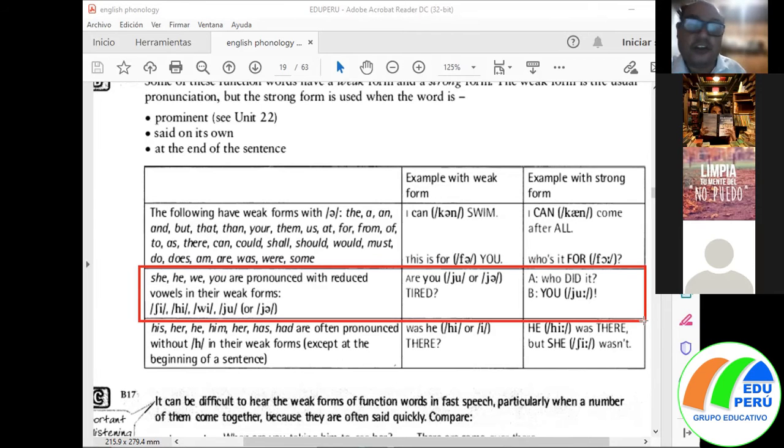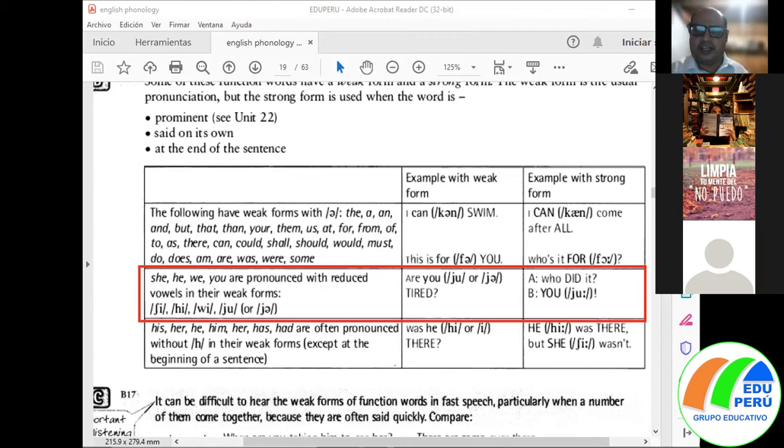Now, let's pass to the third column. Who did it? You? Notice this word appears alone. This is the second case, said on its own. It means that you just say this word. There are no other words, all right? Just you. So it has a stress. It's prominent. And you produce it with a strong form. Who did it? You. You use the full or strong form, not the weak form. But remember, we mostly use the weak forms when we speak fluently.